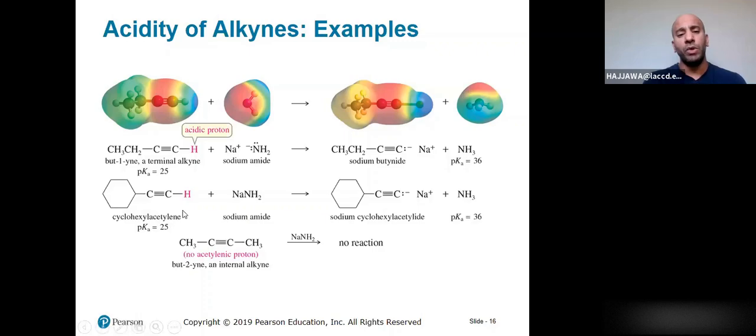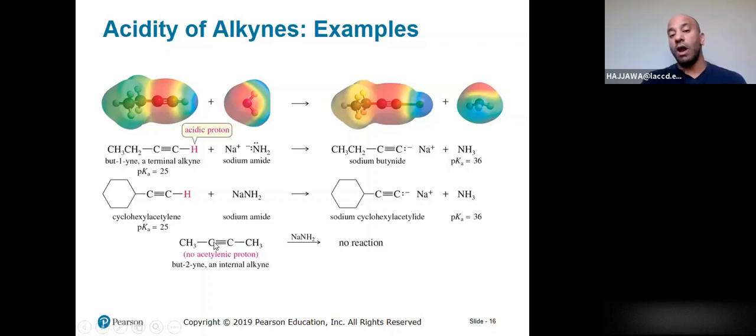Here's another example. We have cyclohexyl acetylene. That's the common name. If I want to name it by IUPAC, it will be 1-cyclohexyl ethyne. So this is reacting with sodium amide, so that will give you the sodium acetylide plus ammonia.